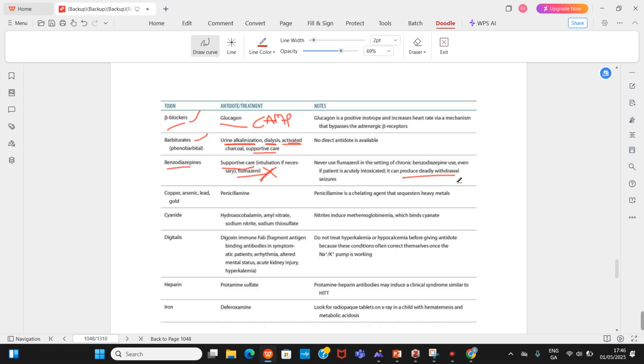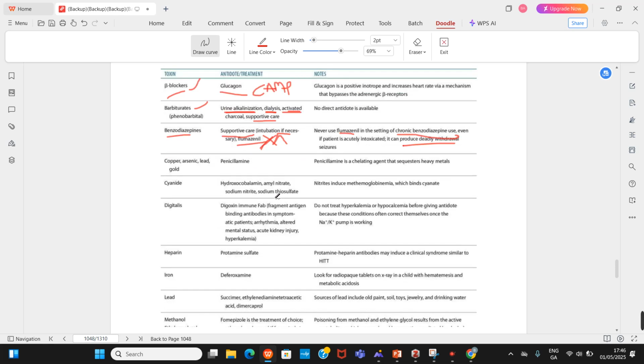So the body is just going to assume that you have blocked all the benzodiazepine suddenly. So they will start precipitating withdrawal syndrome. There can be a problem, especially in people with chronic use, you want to be very careful. So don't use Flumazenil in chronic benzodiazepine. So just go for something that talks about supportive care, intubate, oxygenate, and all those things.